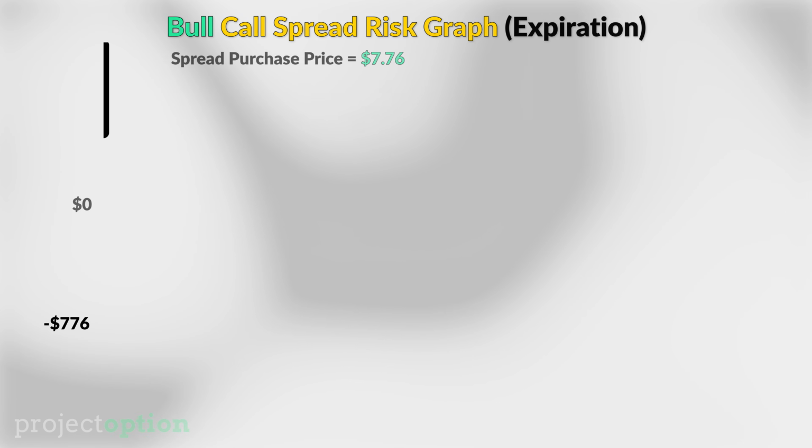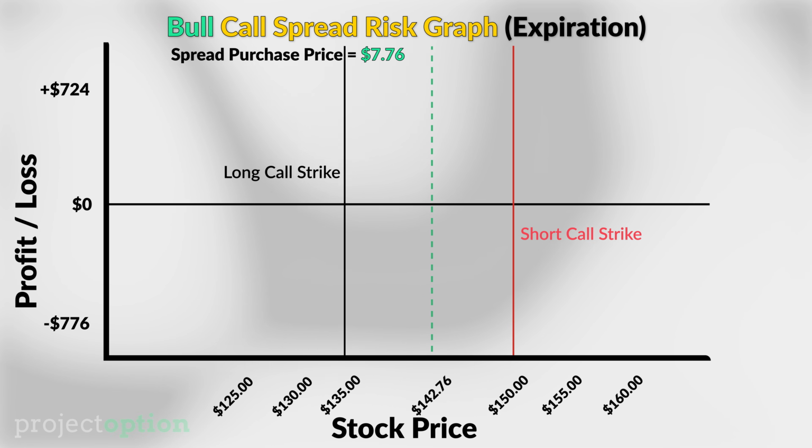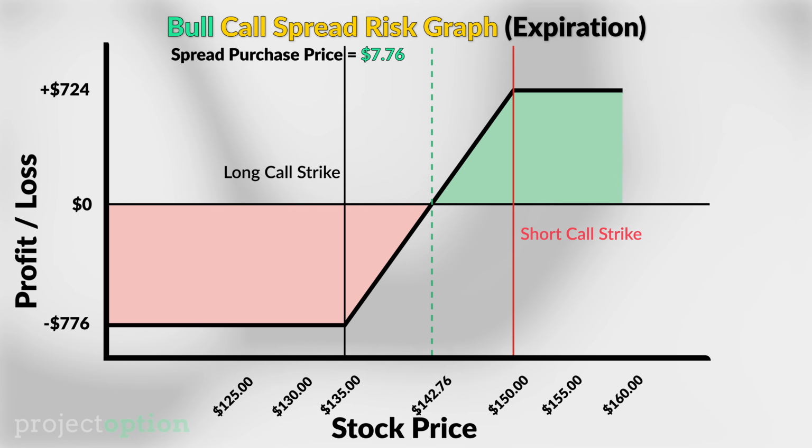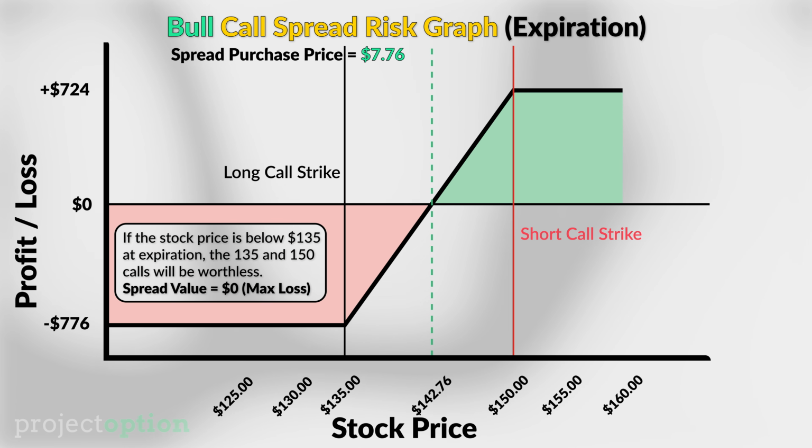So before visualizing the performance of this trade through time, let's actually look at the risk profile for this position at expiration so we can understand at expiration what the profits and losses will be for this position based on various stock price scenarios. The first thing to know is that this strategy has limited risk, and the most the strategy can lose, as described earlier, is the entry price or entry cost of $776. So if I buy this spread for $7.76 and it expires worthless, my loss will be $776.